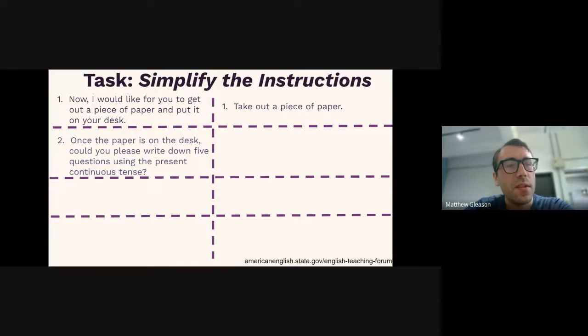Next one. Once the paper is on the desk, could you please write down 5 questions using the present continuous tense? All right, this one's a little harder. So how could we simplify the next set of instructions?